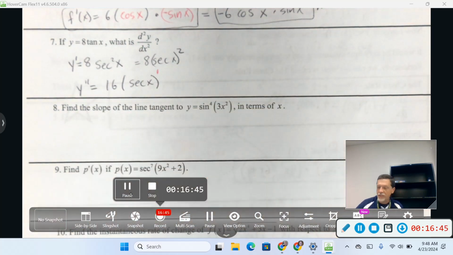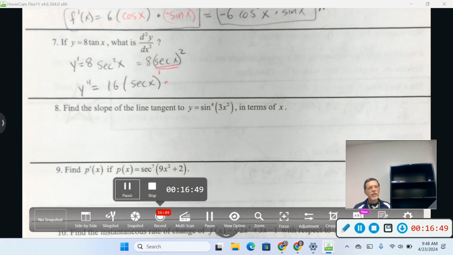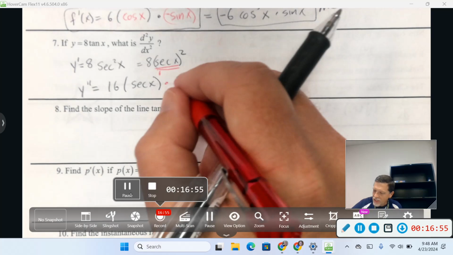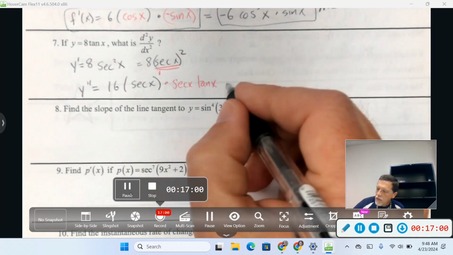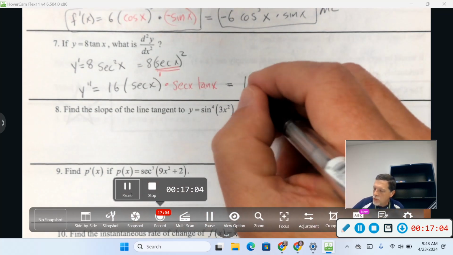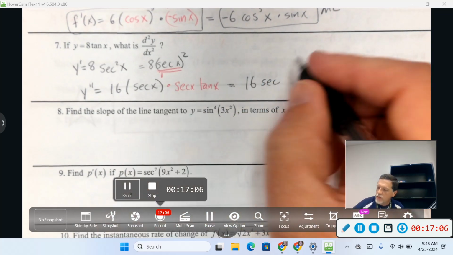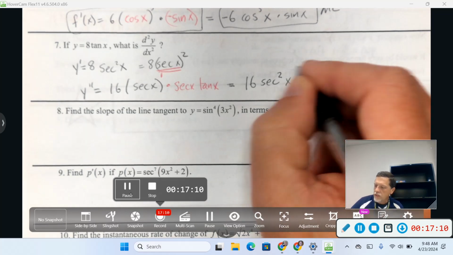And a lot of people are going to stop there, but we got to multiply by the derivative of secant. And do we know the derivative of secant? Secant tangent. Secant tangent. And then that's a safe stop, that's correct, but a multiple choice would clean that up a little bit. Combine those secants into secant squared x times tangent of x.